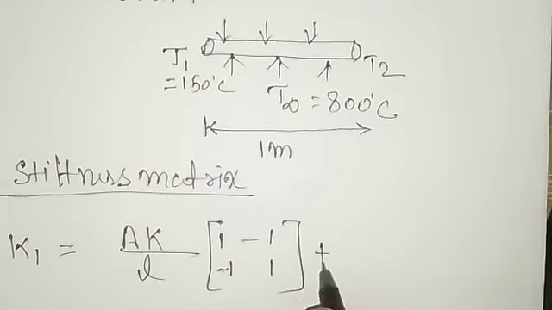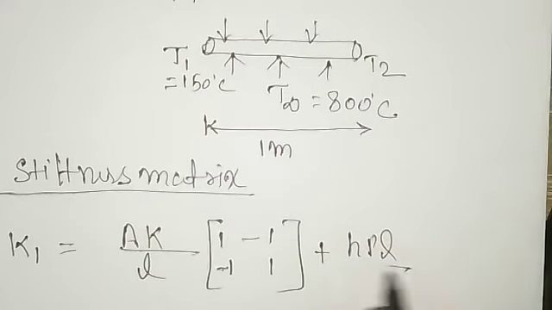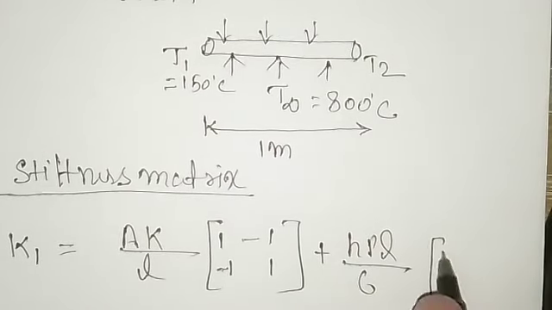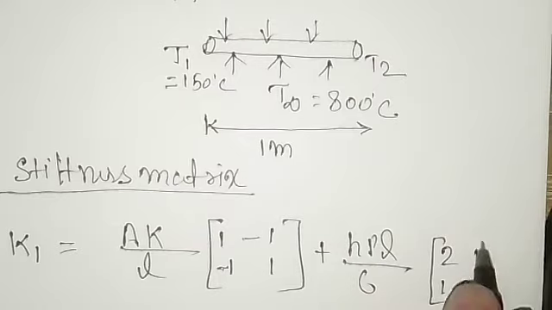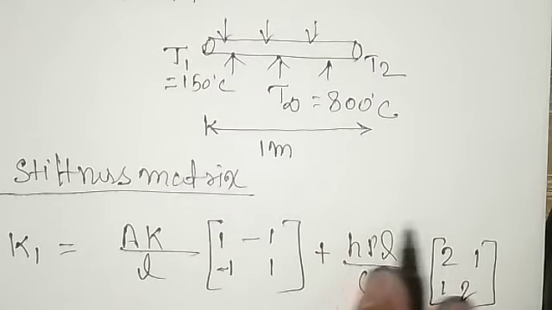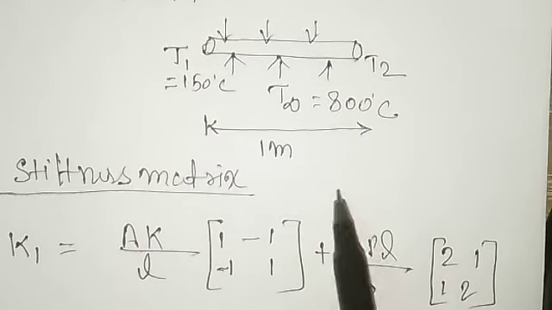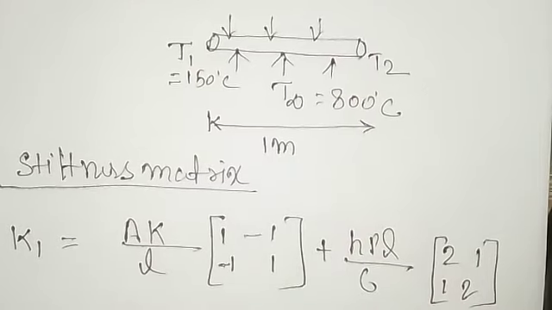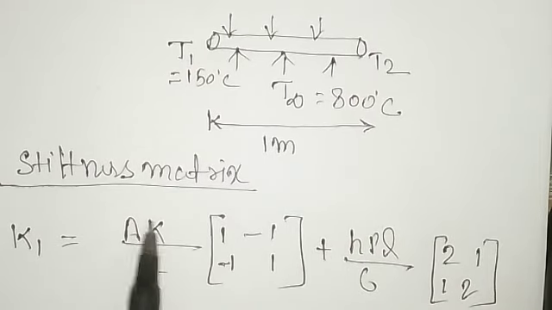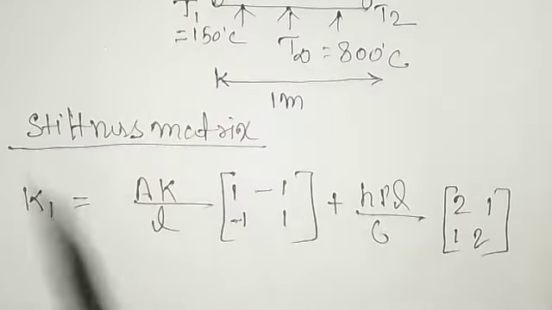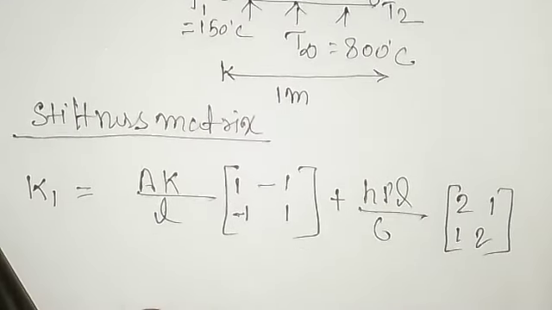Plus HPL by 6, 2112. This additional formula we have used. Why? Because it is for FEM problems, right? So whenever FEM is associated, you need to use the stiffness matrix in this way, right? So now first of all we will calculate the perimeter and area of the element.